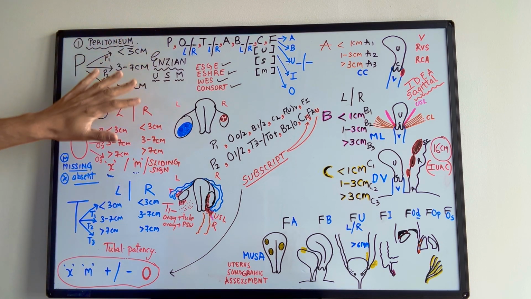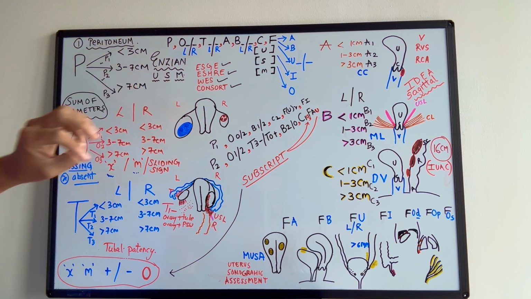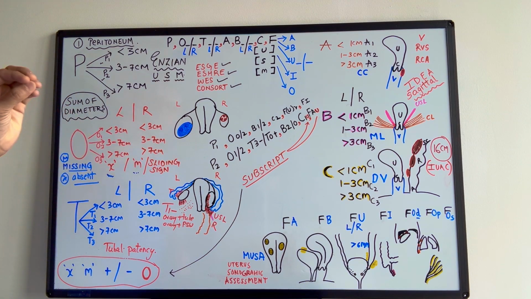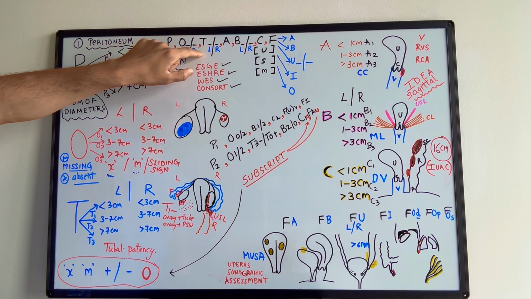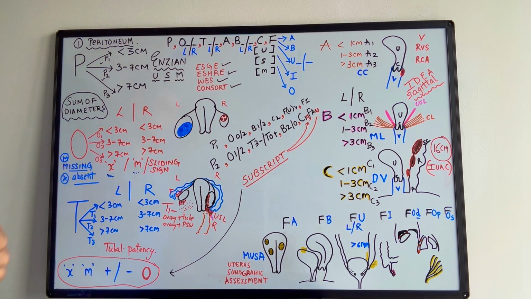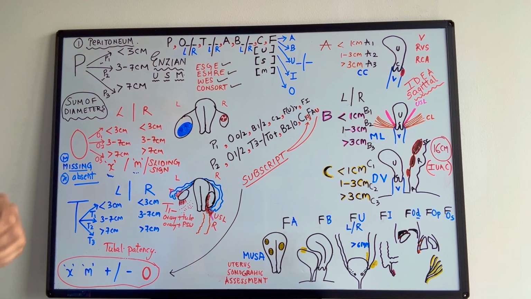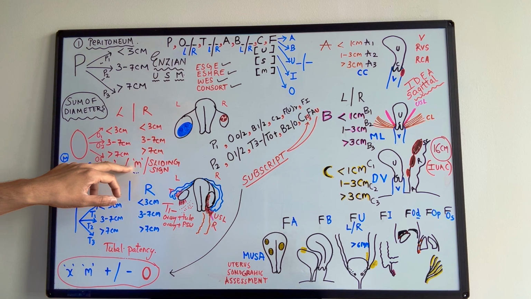So let's go back and revise POT. P means peritoneum, divided into P1, P2, and P3: less than 3, 3 to 7, and more than 7 centimeters respectively. Then O and T, they are paired structures. So O is divided into left and right. Again, there will be a numerical value to it: less than 3, 3 to 7, more than 7. And then T also is similar: less than 3, 3 to 7, more than 7, left and right. The special alphabets that we need to remember are X stands for absent, M stands for missing.